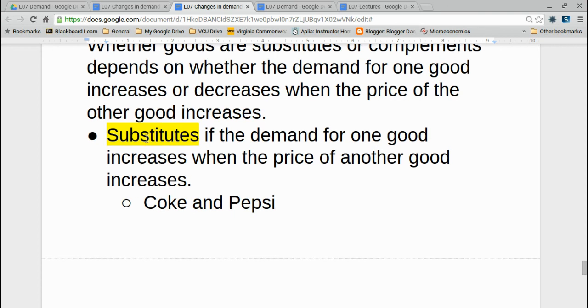The goods are substitutes if the demand for one good increases when the price of another good increases. Examples might be Coke and Pepsi. When the price of Coke rises, people will tend to buy less Coke and buy more Pepsi. These are two products that people tend to buy either one or the other. They don't tend to buy them together.